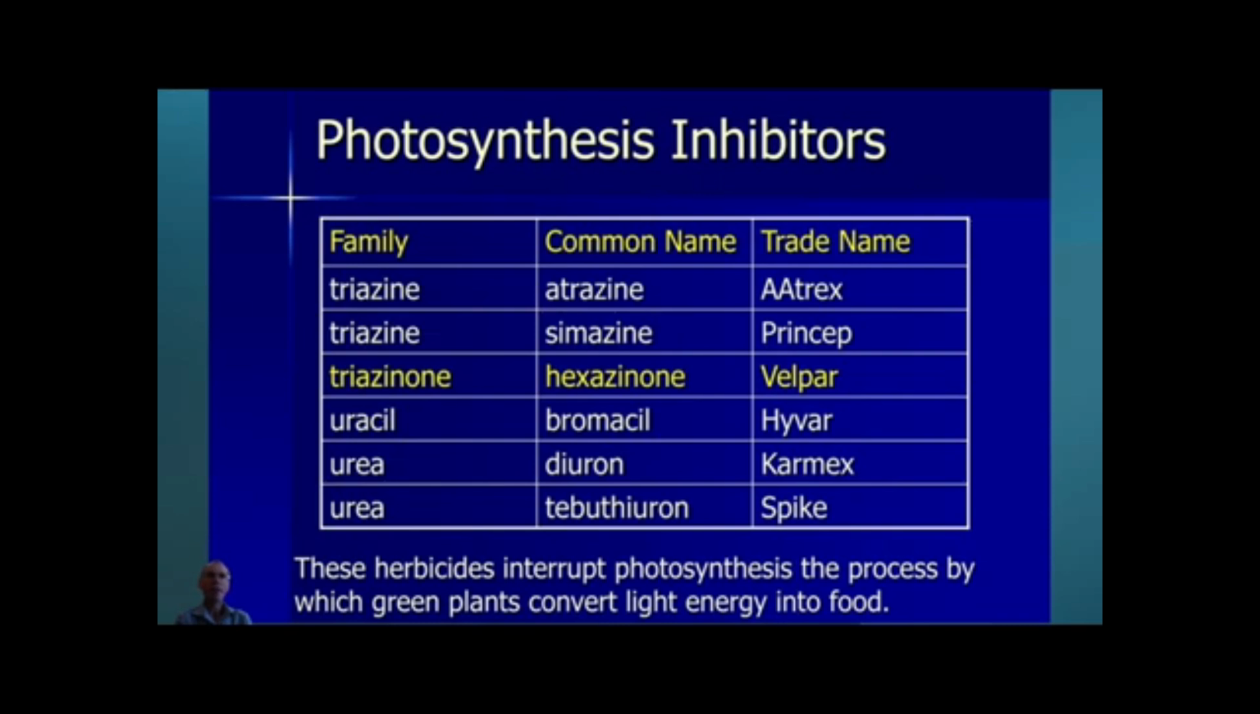Our next family is uracil, with a common name of bromacil, trade name of Hyvar. Our next family is urea, common name diuron, trade name of Karmex. And our final family is urea, with a common name tebuthiuron, trade name of Spike. These herbicides interrupt photosynthesis, the process by which green plants convert light energy into food.